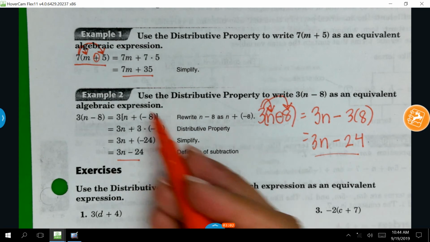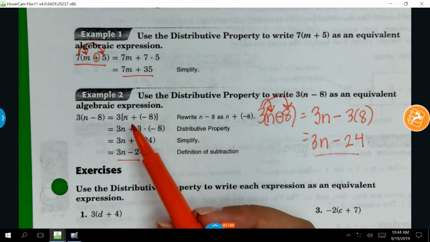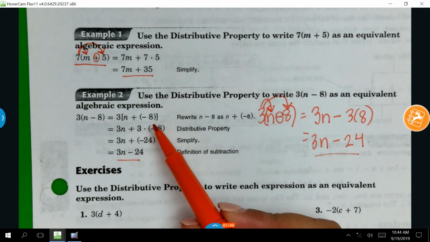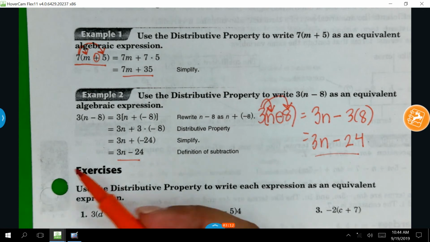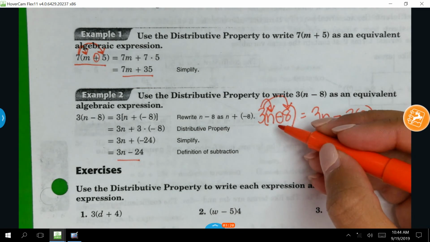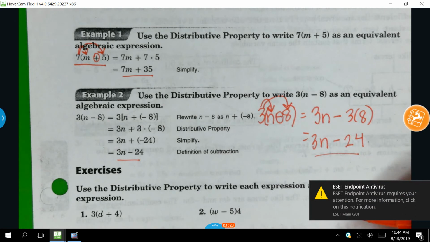You can do it how they did. They changed the n minus 8 to n plus negative 8, which is the same. Remember, subtraction is the same as adding a negative. So that's okay. And we're actually going to do that in a couple of our problems later on. But when you're just distributing, I think it's easier to just keep whatever sign they give you and then simplify at the end. Okay? But you can do whichever you choose.